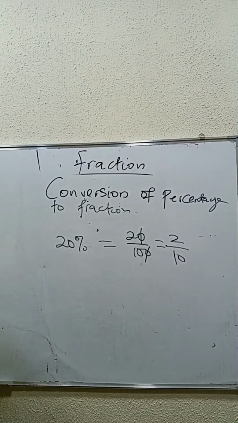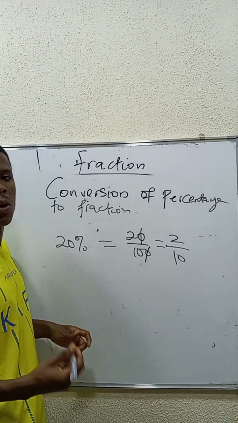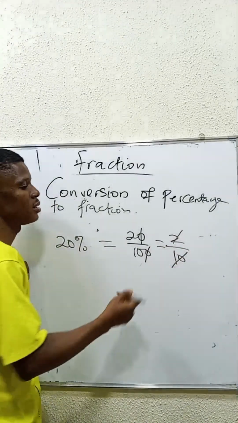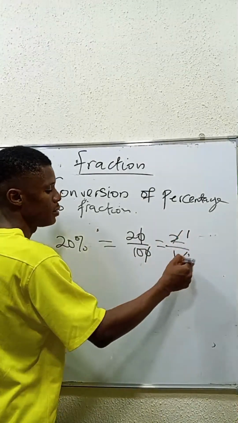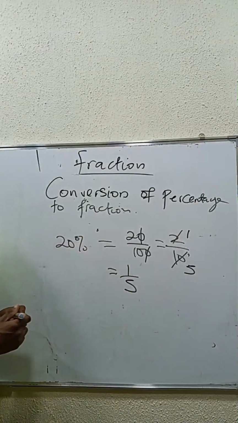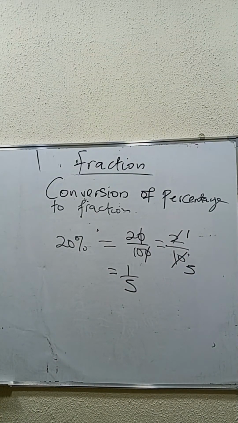If you have 2 over 10, you can't stop here, because you have to divide to reduce to its lowest term. Dividing by 2 gave you 1, and by 2 gave you 5. So the answer is 1 over 5.